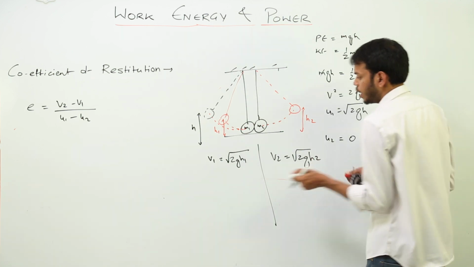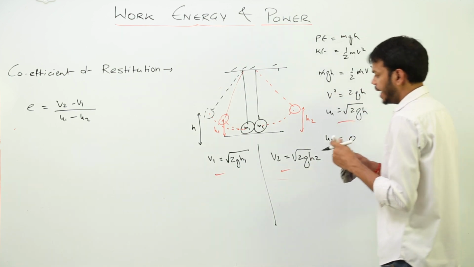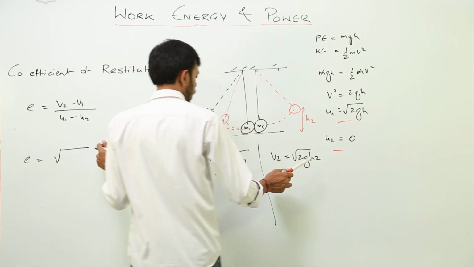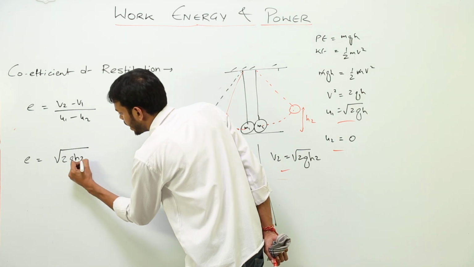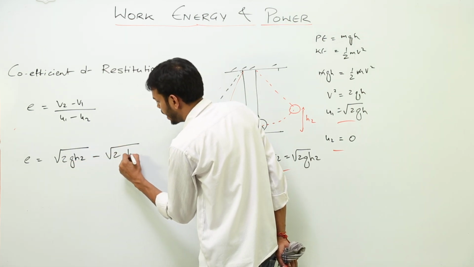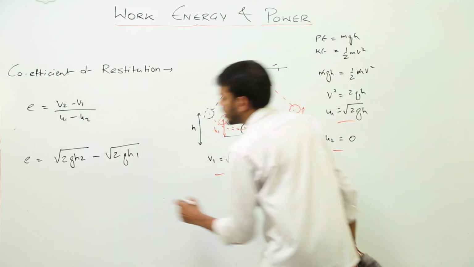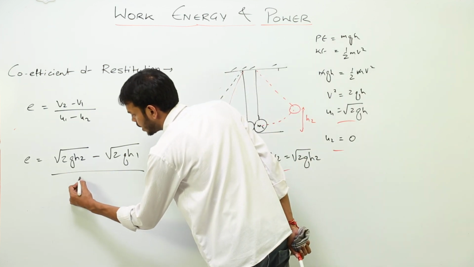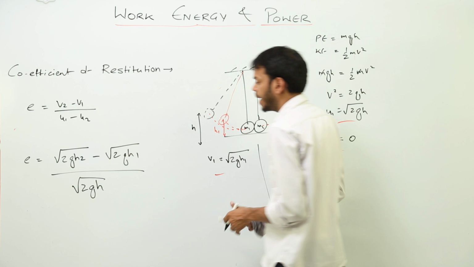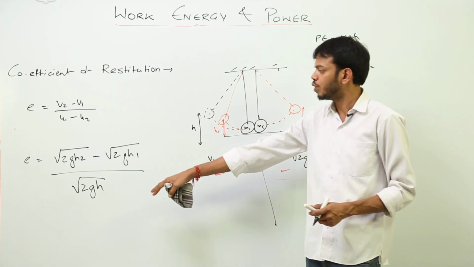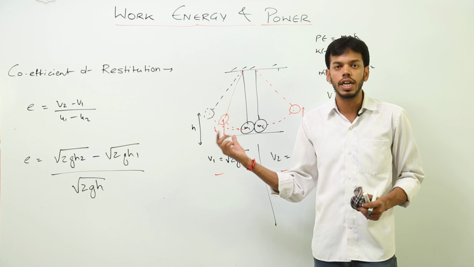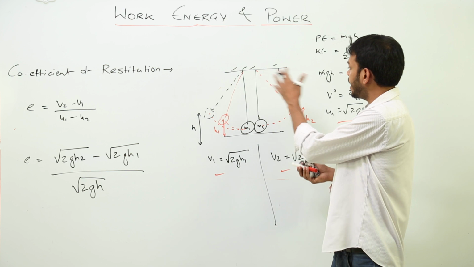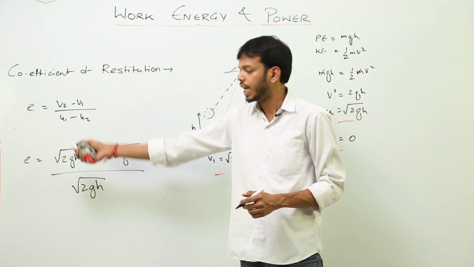Putting these four values in the formula, I'll get e is equal to root 2g h2 minus root 2g h1, upon root 2gh, that was the initial velocity of body m1, minus 0, so I'm not writing minus 0. So this is a way of calculating the value of the coefficient of restitution for any two bodies by performing these experiments, measuring the heights and then deriving the formula.